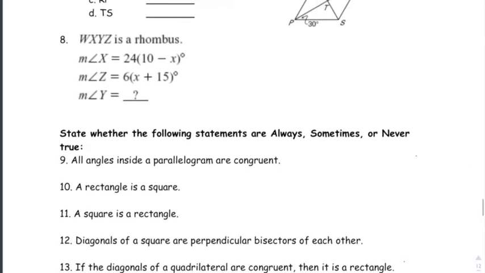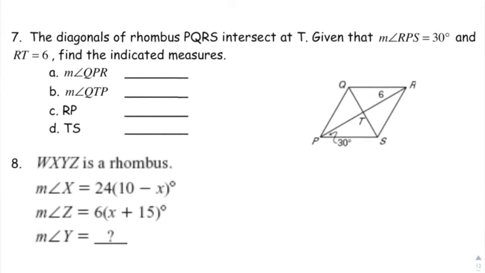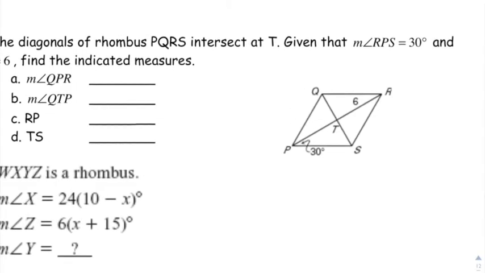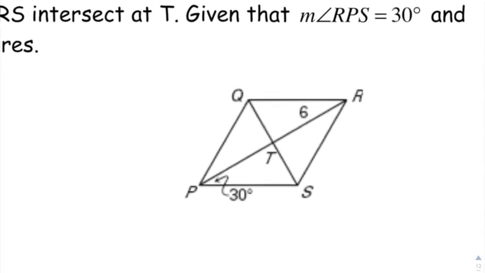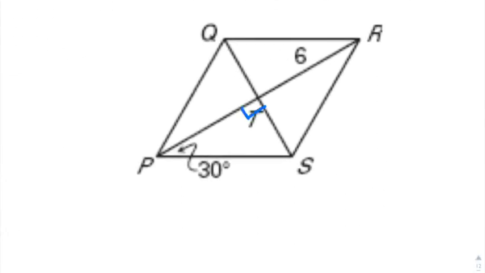All right, a couple more here. The diagonal of the rhombus PQRS intersects at T, given that angle RPS is 30 degrees and RT is 6, find the indicated measures. So a rhombus, got a 90 degree angle right there. So this last angle's got to be 60, and then you can go find the rest. 60, 60, 60, 60, 30, 30, 30.